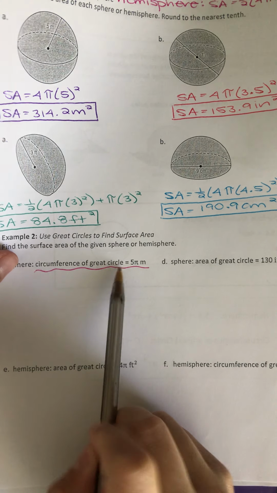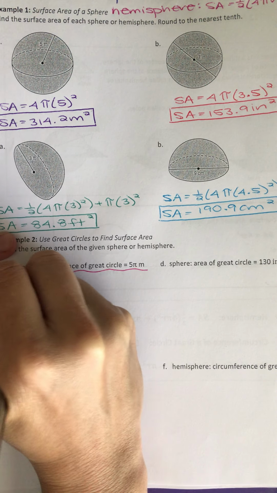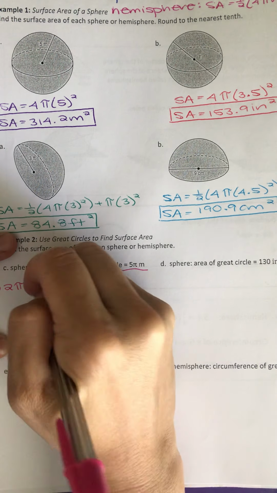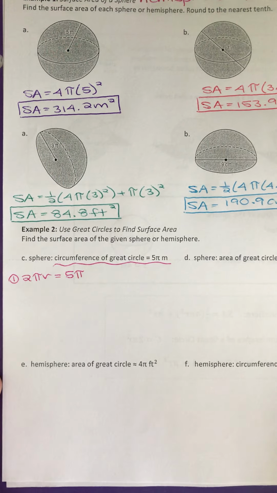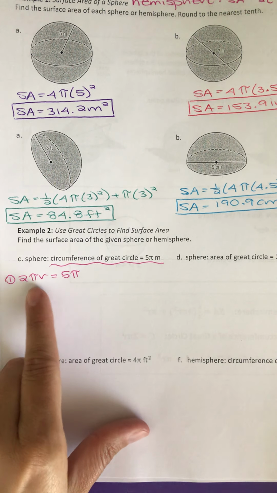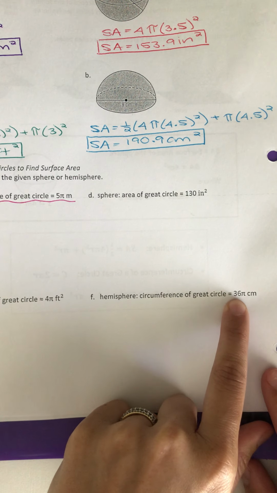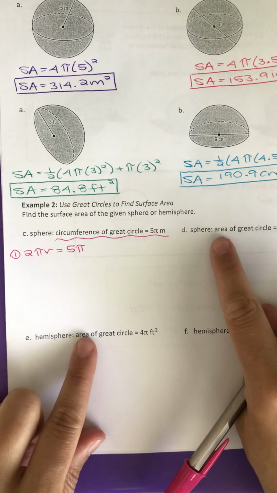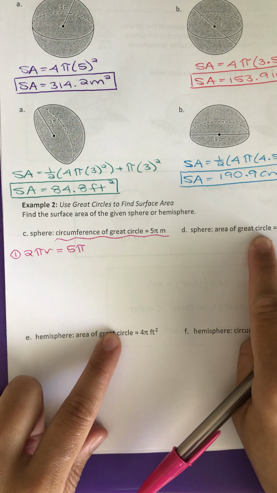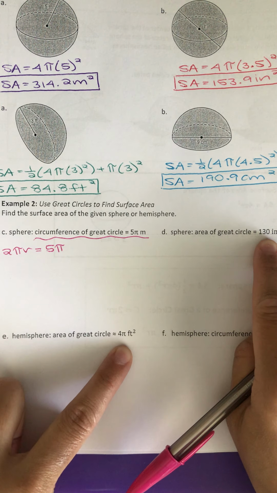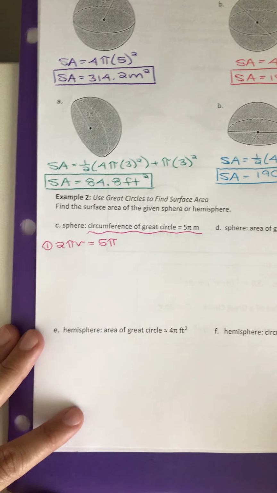Circumference of a great circle, which is 2 pi r, is equal to 5 pi. So this one is circumference of a great circle. I'm going to write 2 pi r. This one down here is circumference of a great circle, so I'm going to set 2 pi r equal to 36 pi. And then for these two that are both area, if you flip back to the front, area is pi r squared. So we'll write pi r squared equals 130 or 4 pi. So that's just your first step before you can solve for r.